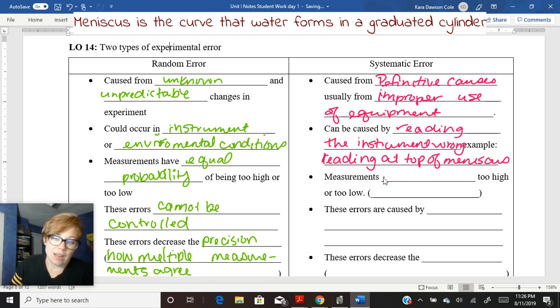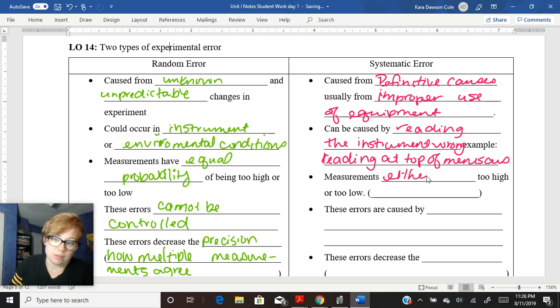These measurements are either too high or too low. So there is a linear response. In this case, again, if I'm reading at the top of the meniscus instead of the bottom of the meniscus, my measurements are always going to be higher than what is expected.